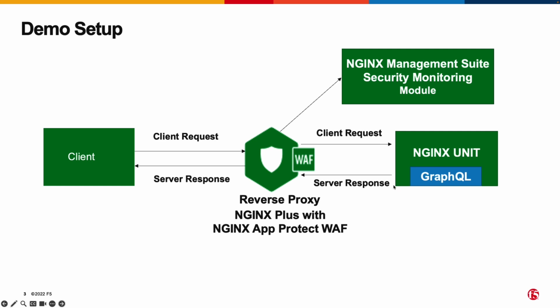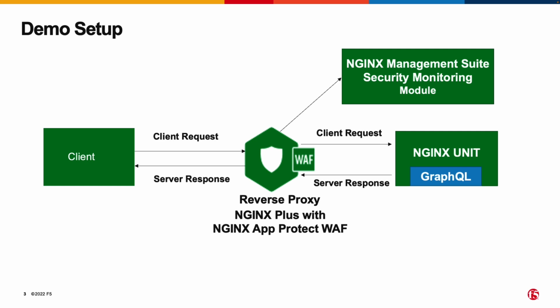To protect the security of the GraphQL API, we will employ NGINX App Protect WAF and NGINX Management Suite Security Monitoring Module. This will enable us to keep track of data from the NGINX App Protect WAF instance and detect possible security risks through security dashboards. Furthermore, we can modify policies as needed based on the data gathered from these dashboards.